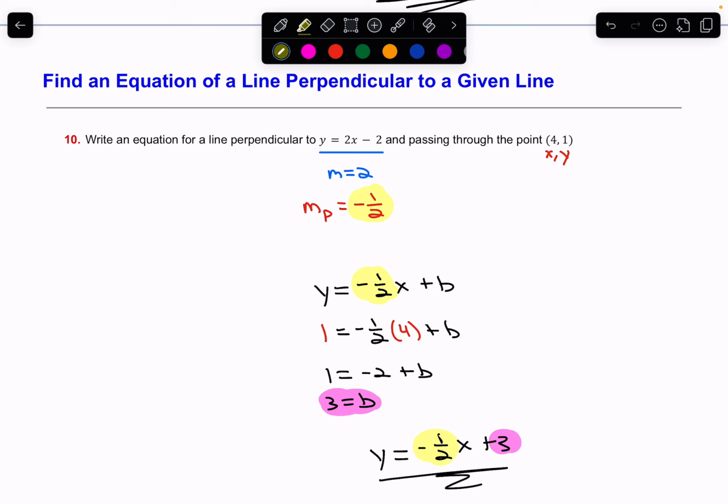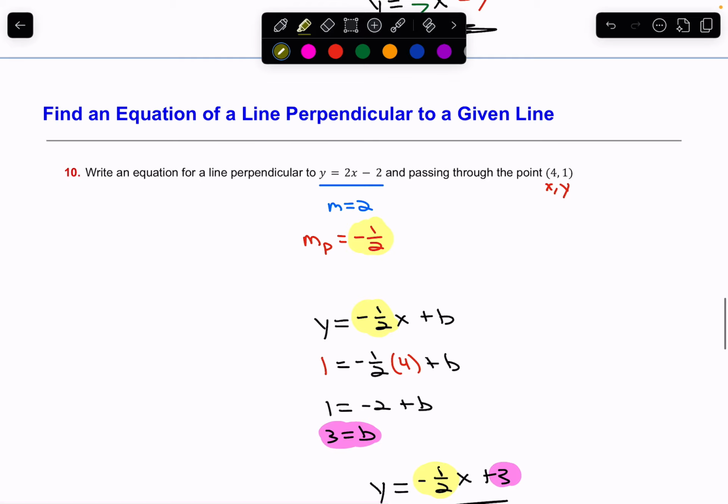All right, and now we just got to do the application question, then we're all done. So we're going to go back to the top of the screen.